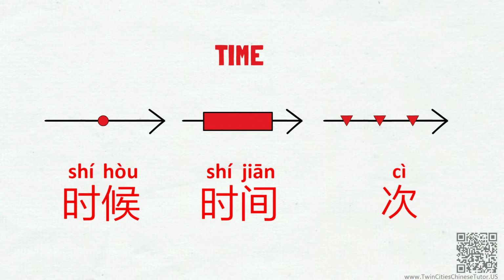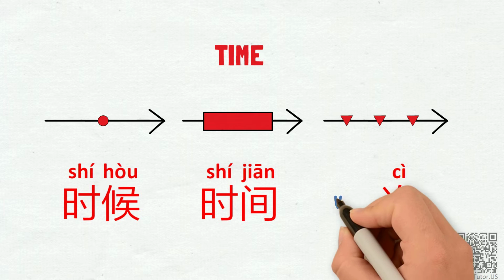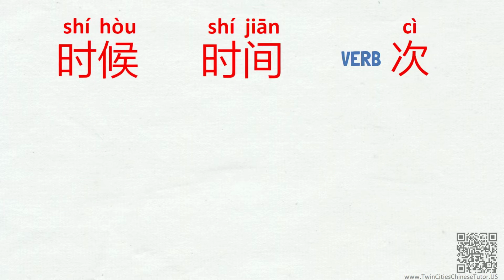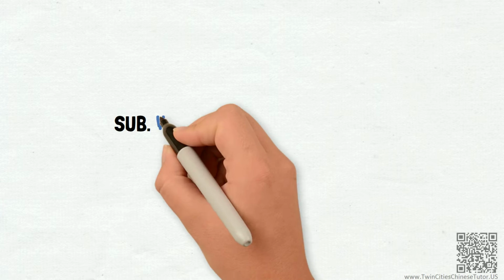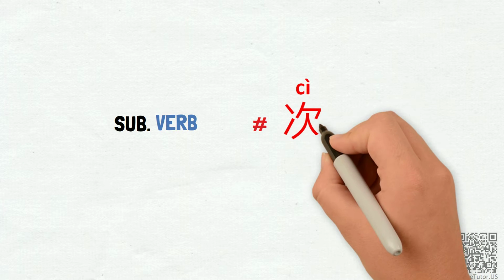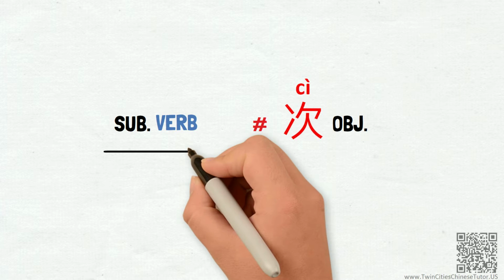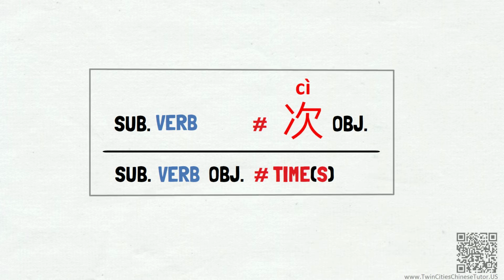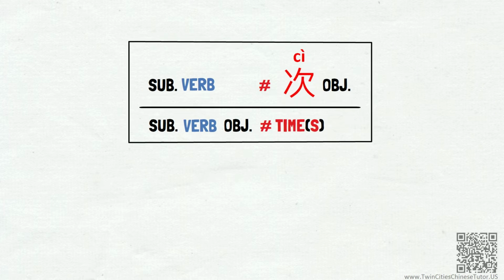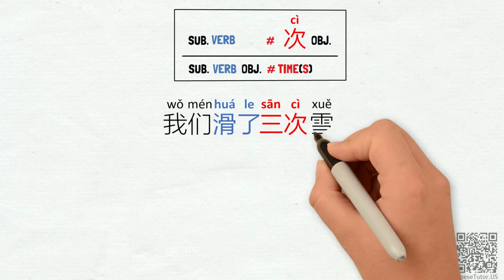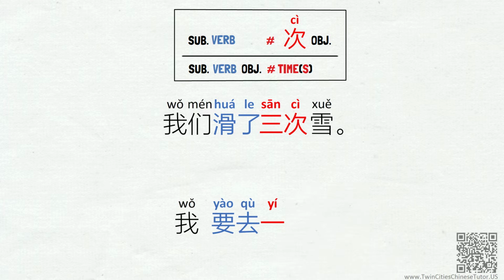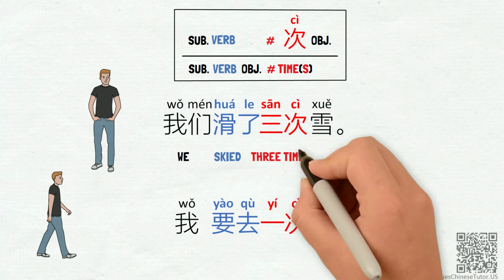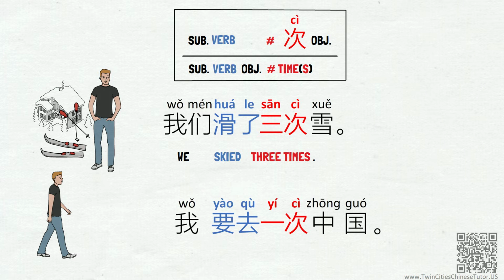Since it's describing the frequency of verbs, we usually place it after a verb in sentences, and we consider it a measure word for verbs. The pattern goes subject, verb, number 次, object, which means subject, verb, object, number times. For example, if Miro says, 这个月我们滑了3次雪，下个月我要去一次中国. He means, this month we skied 3 times, and next month I'll go to China once.